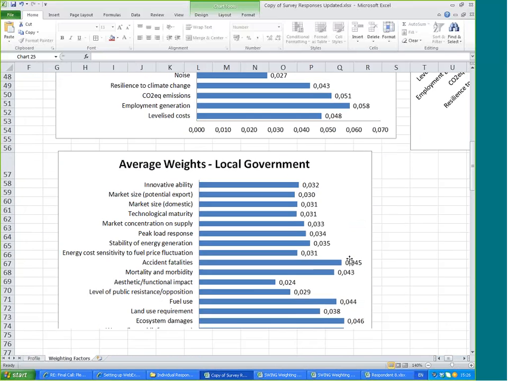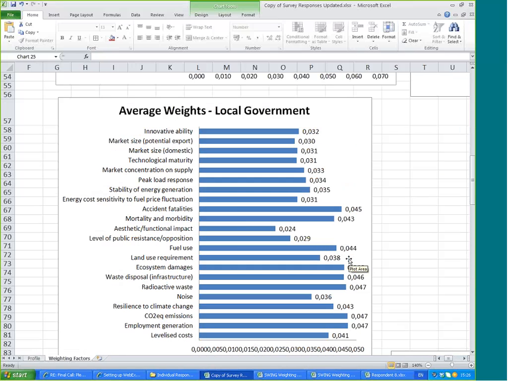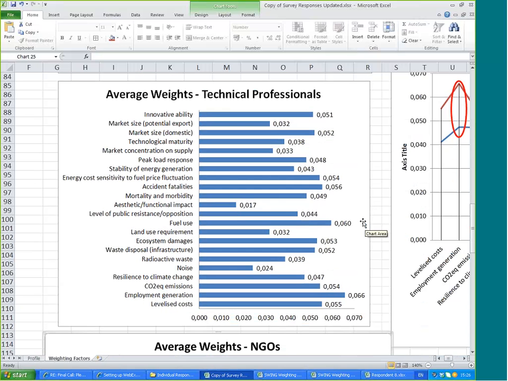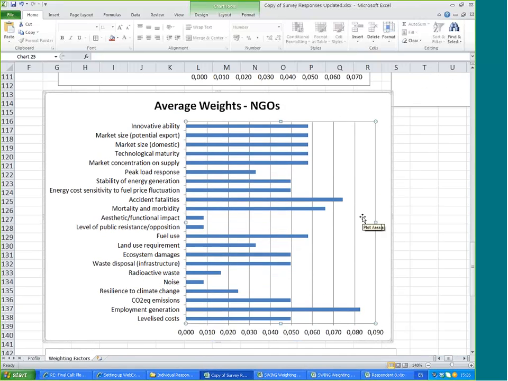What I'll do now, I'm going through the average weights of the local government, where you can see that their weights are relatively stable and equal, which coincides with the comment that Carsten made before. And you can see some differences on technical professionals between the most important and the least important criteria. And here is an NGO perspective, which I would like to paste and compare with the average.